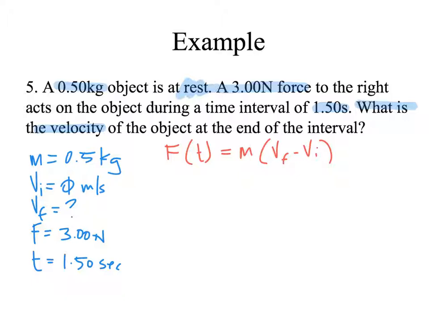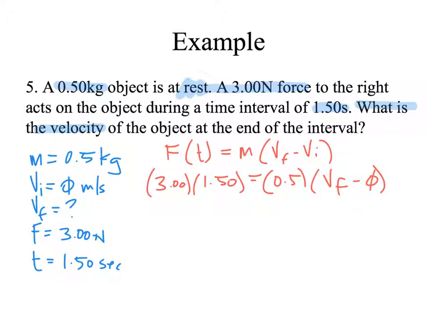So let's plug in what we know. I know F is 3. The time interval is 1.5. The mass is 0.5. Final velocity we don't know, and initial velocity is 0. Okay, so let's start here on the left. 3 times 1.5. When I multiply 3 by 1.5, I get 4.5. So I've got 4.5 here on the left.